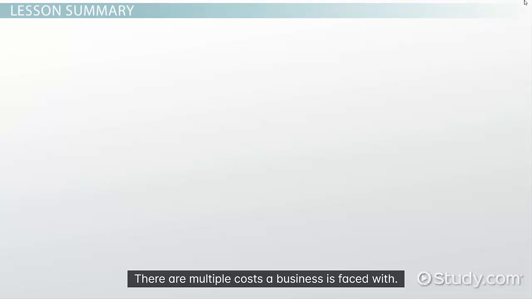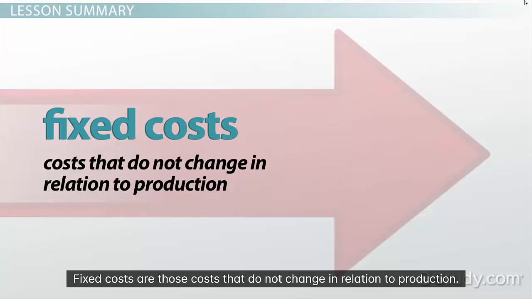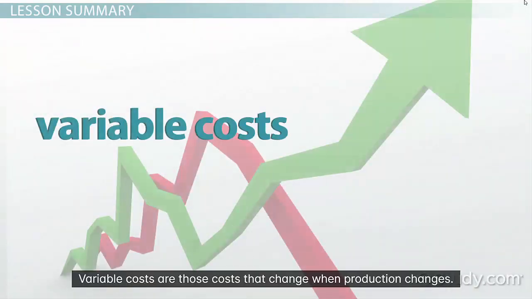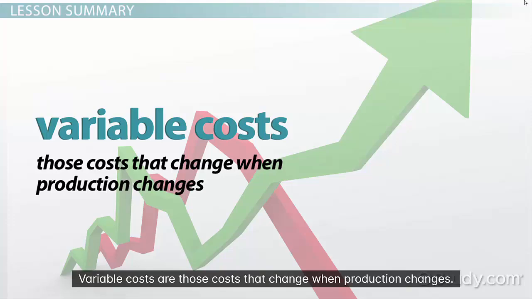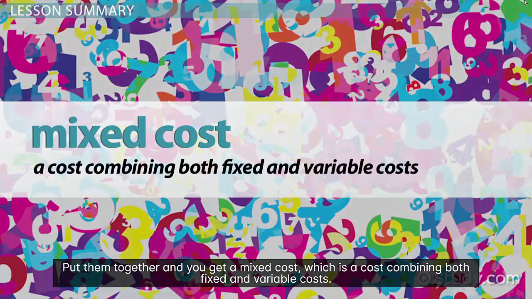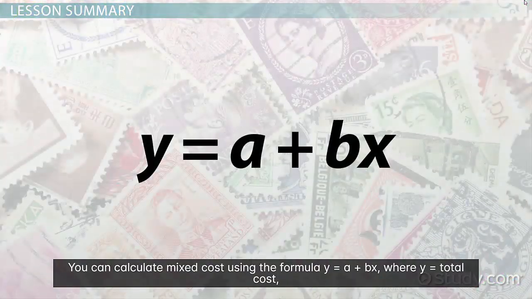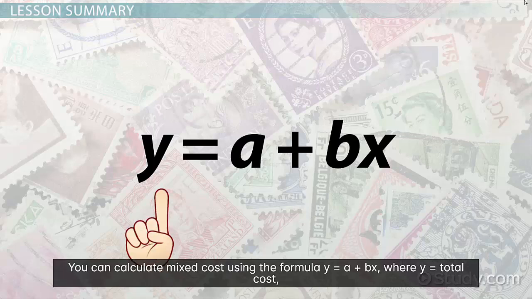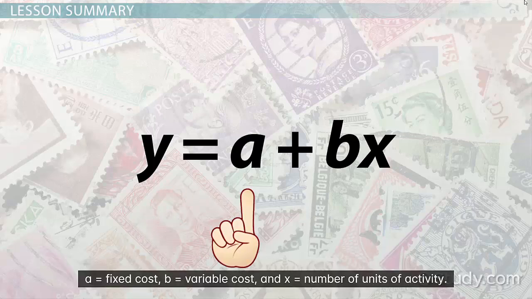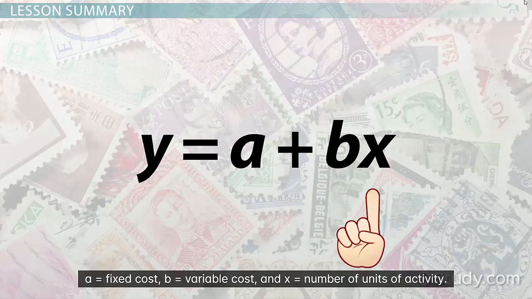There are multiple costs a business is faced with. Fixed costs are those costs that do not change in relation to production. Variable costs are those costs that change when production changes. Put them together and you get a mixed cost, which is a cost combining both fixed and variable costs. You can calculate mixed cost using the formula y equals a plus bx, where y equals total cost, a equals fixed cost, b equals variable cost, and x equals number of units of activity.